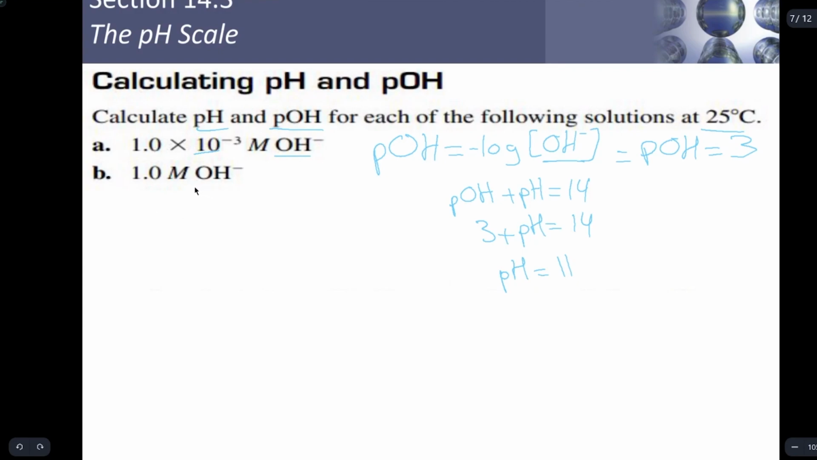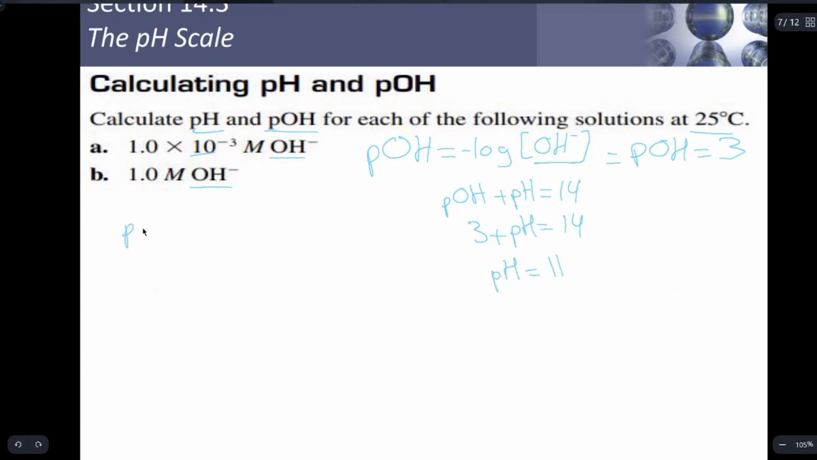So 3 plus pH is equal to 14, meaning that the pH value is equal to 11. In B, they also gave us the concentration of OH minus. So we use the same formula for pOH is equal to negative log OH minus concentration. And we will get that the pOH is equal to 1. And using the formula pOH plus pH is equal to 14, we can conclude that the pH is equal to 13.